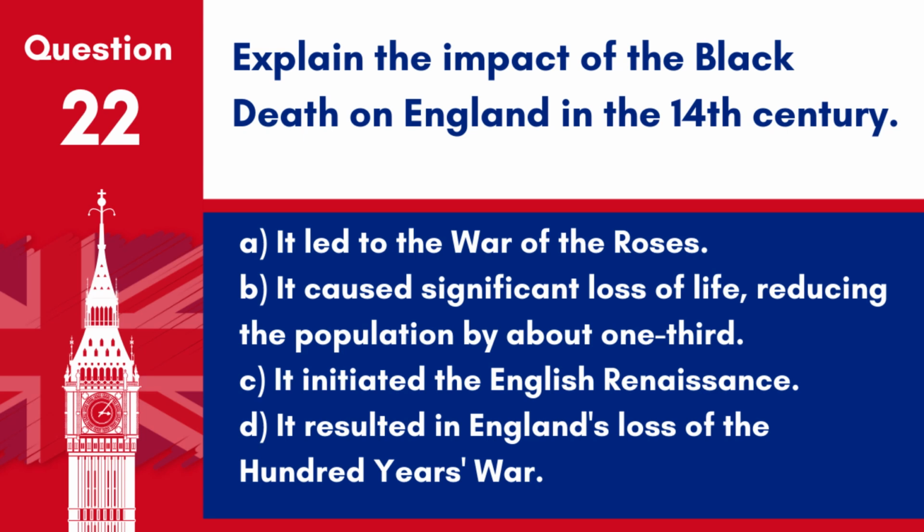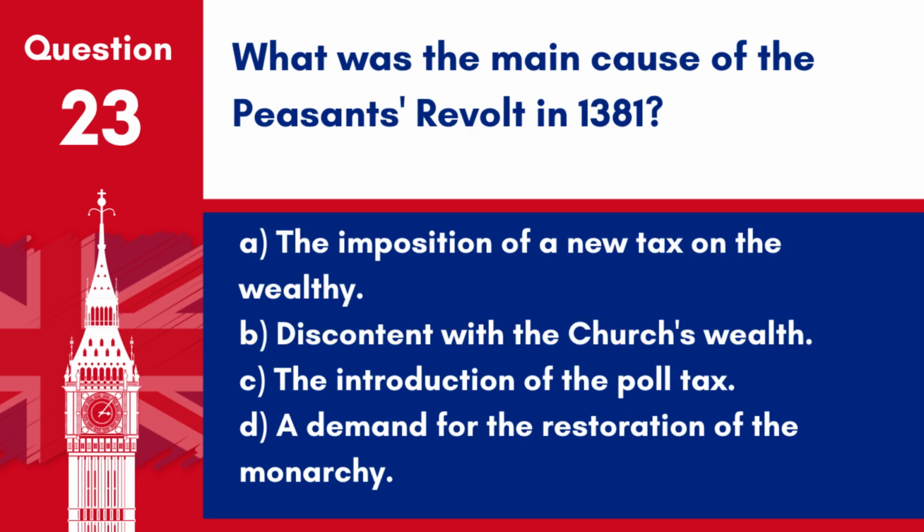Answer: B. It caused significant loss of life, reducing the population by about 1/3. The Black Death, bubonic plague, had a profound impact on England and Europe, leading to severe labour shortages and social upheavals. Question 23. What was the main cause of the Peasants' Revolt in 1381?